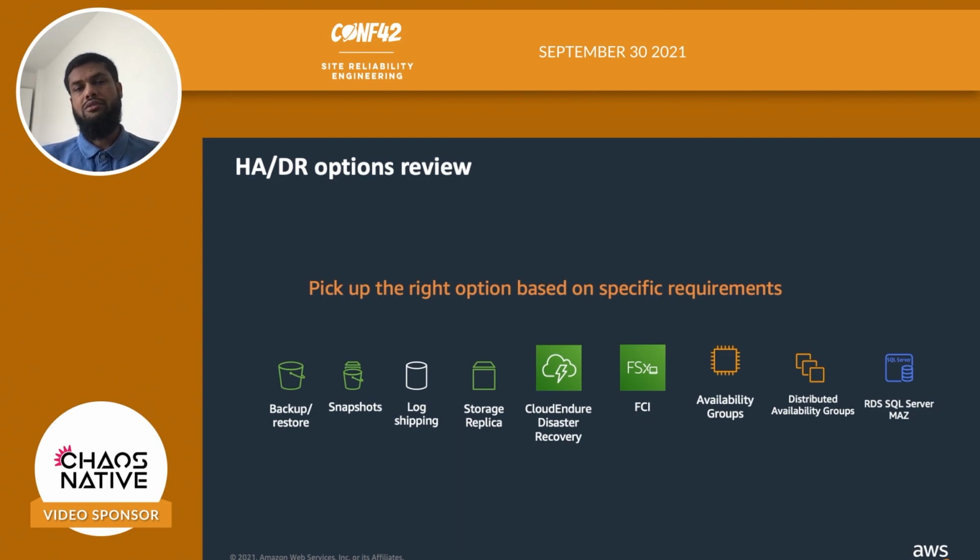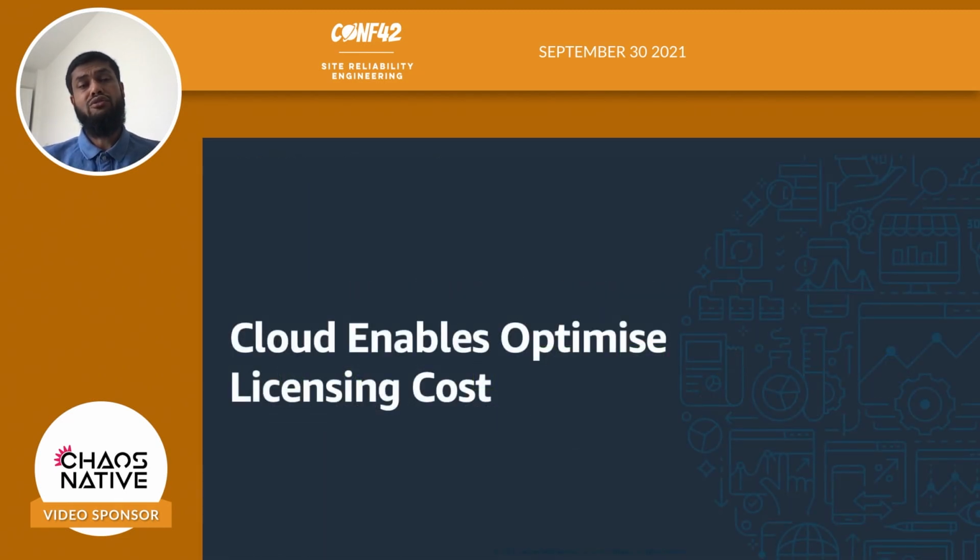So the HADR options we looked at so far: we looked at backup and restore, snapshots, log shipping, storage replica, the cloud DR, the FCIs, the AGs, and the distributed AGs. These are the options available to you on EC2. With backup and restore, you can use that on RDS as well. Or RDS itself has automated backups and multi-AZ for the disaster recovery and HA scenarios we looked at. With that, folks, we come to the last topic, which is how cloud enables you to optimize licensing cost.